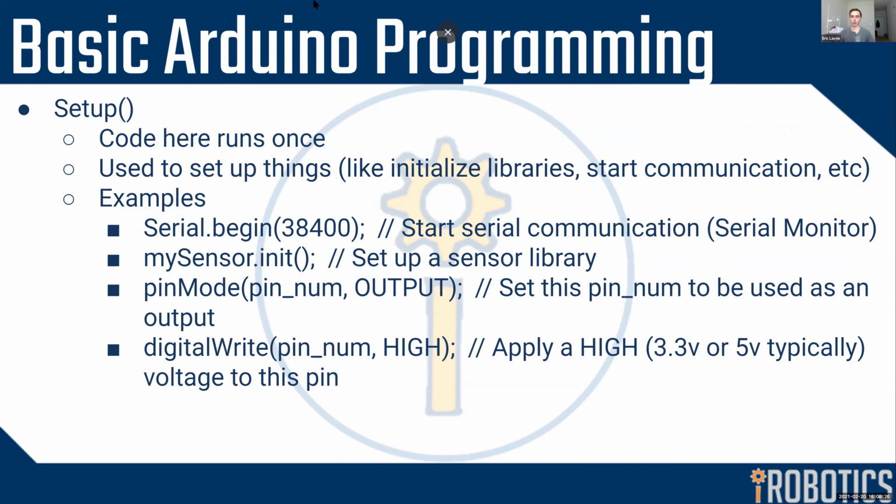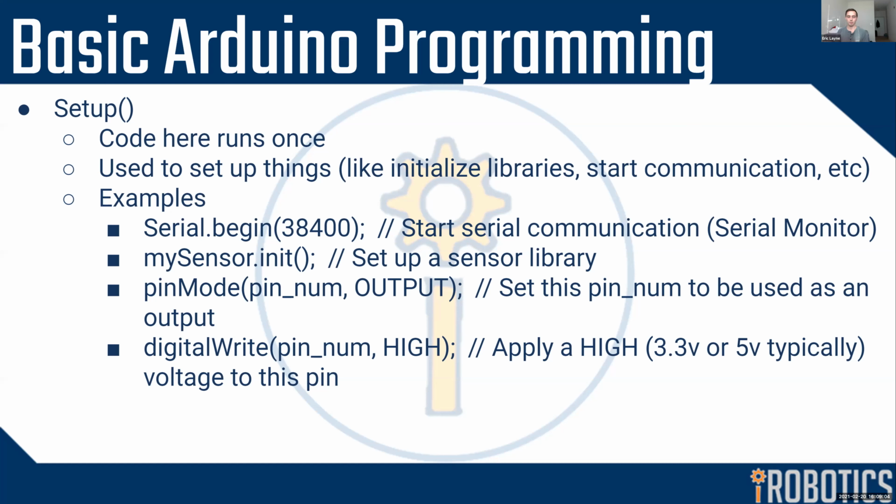So the basics of Arduino programming. First thing, you have a setup function. The code that you put in this function runs once every time you turn the microcontroller on. You use this to set up things like initializing libraries, starting communication, and general stuff that you want to do once when you turn on the computer, sort of. Like your startup programs in Windows is basically what setup does. It lets you configure everything the way you want it to be configured. And then from there, you move on to actually running your code that makes the robot do things.